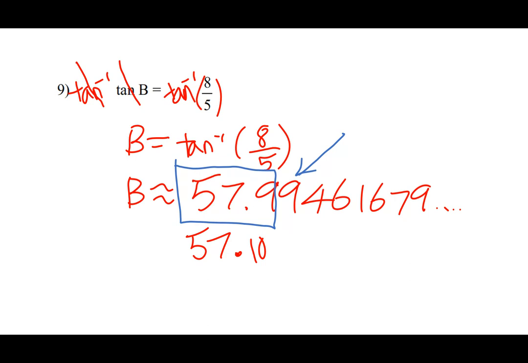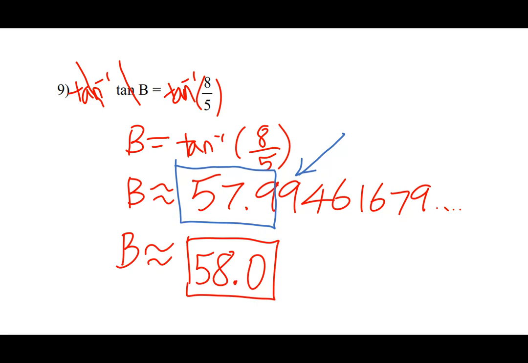Wrong. Completely wrong. 0.10 is not bigger than 0.9. So the correct answer is one more than 57.9, which is 58.0. Like 579, one higher than that is 580. So that's why it's 58.0, not 57.10. So be careful.